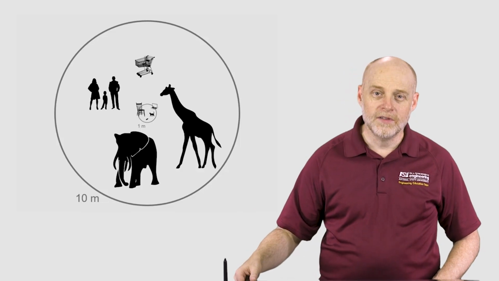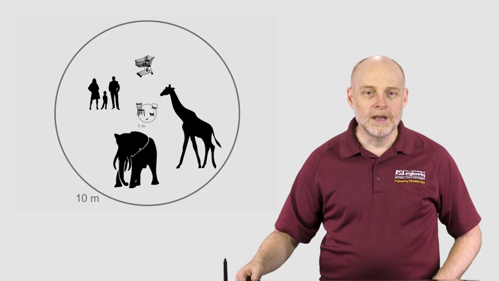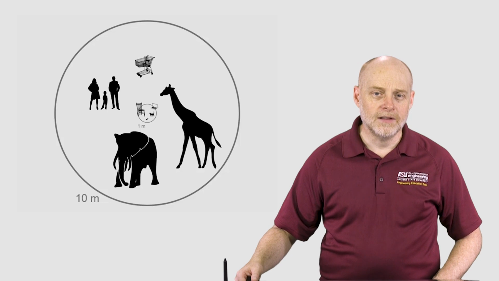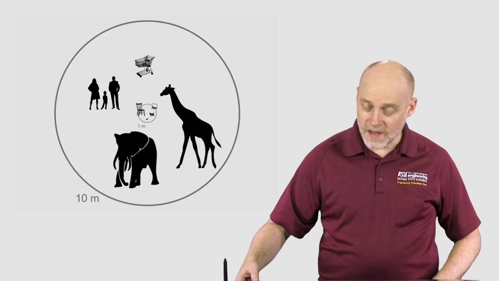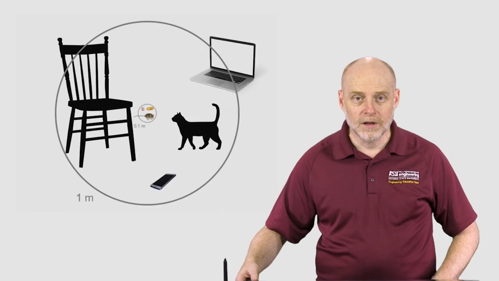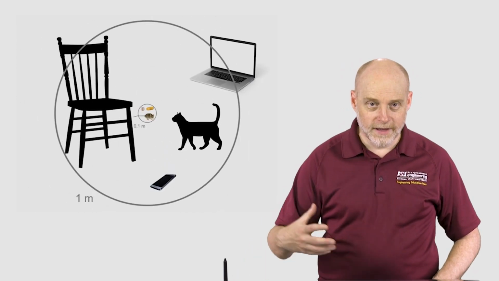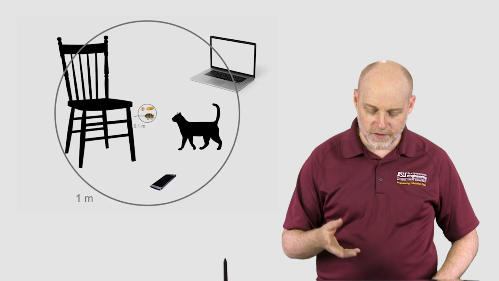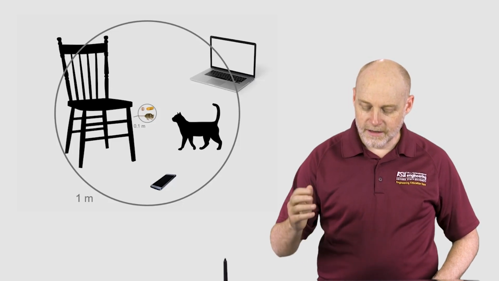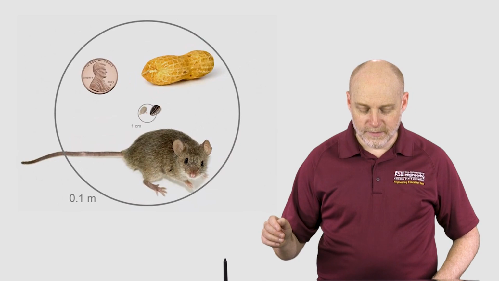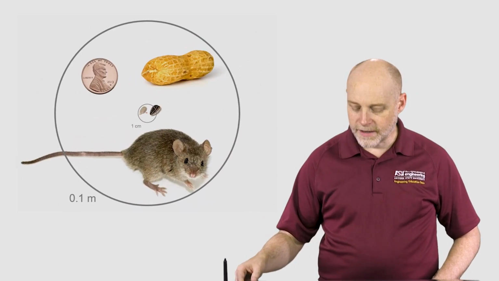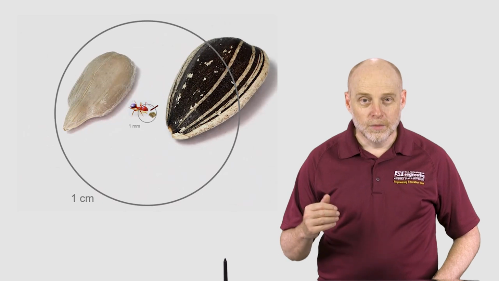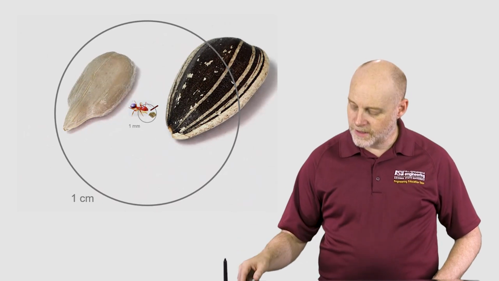And so each time we advance here, we're going to zoom in by a factor of 10. So we're going to blow things up 10 times larger, and we'll be looking at things that are 10 times smaller. So 10 times down from the scale of things like people and elephants are things like chairs and cats and laptops. And 10 times smaller than that, we see things like pennies and peanuts and field mice. And 10 times smaller than that, we've got sunflower seeds, and we can see ants.